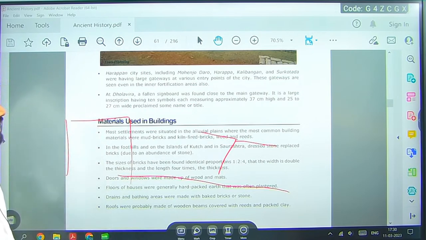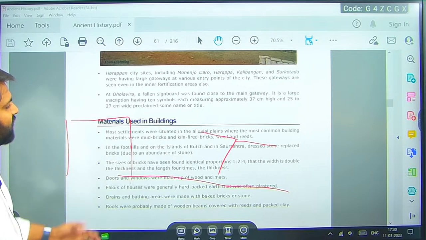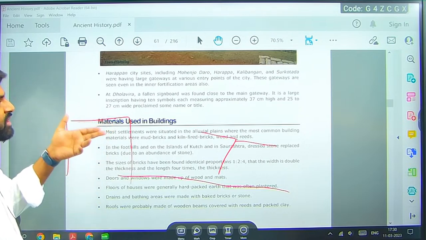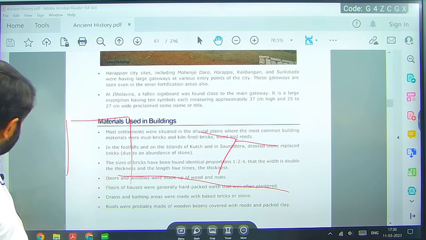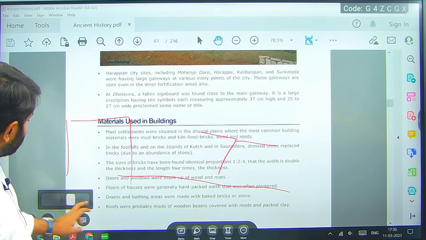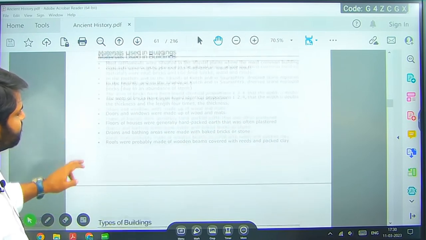At Dholavira, a fallen signboard was found close to the main gateway. It is a large inscription having 10 symbols, each measuring approximately 37 to 25 centimeters. We can say it is like a milestone or entry board that we normally have for cities.